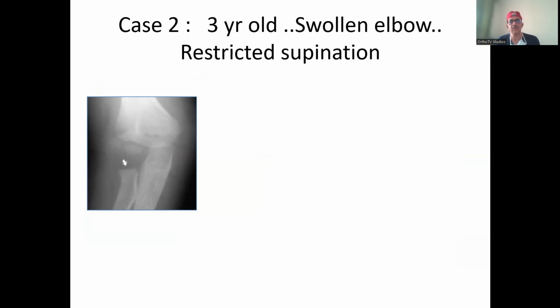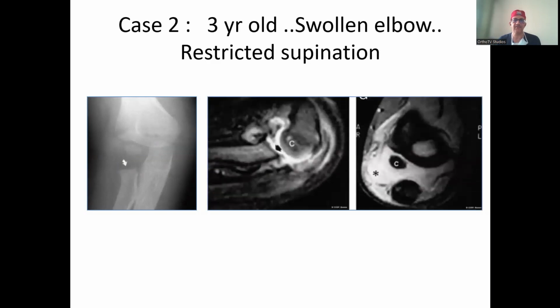Another case, a 3-year-old with a swollen elbow with restricted supination. X-ray looks pretty innocuous, but additional imaging in the form of an MRI shows that it's a radial neck fracture with a completely unossified radial head. And you can see the star which shows you that the head is lying outside the joint. So it's a complete dislocation through the epiphysis of the radial neck.